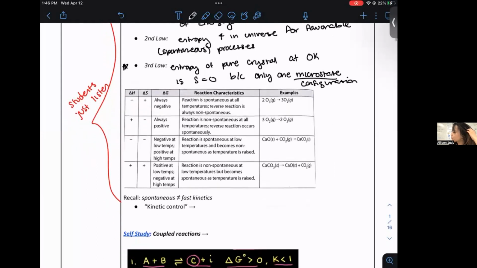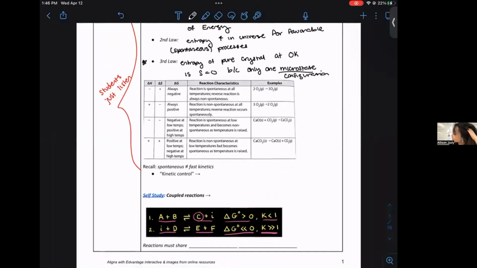So that's just a table review. Remember that spontaneous does not necessarily mean fast kinetics. You can have a slow spontaneous reaction. We call that a kinetic control reaction, or reaction under kinetic control, and it's usually due to super high activation energy, okay?